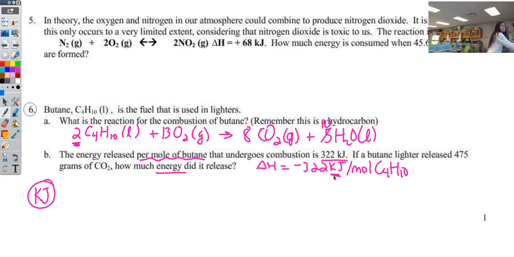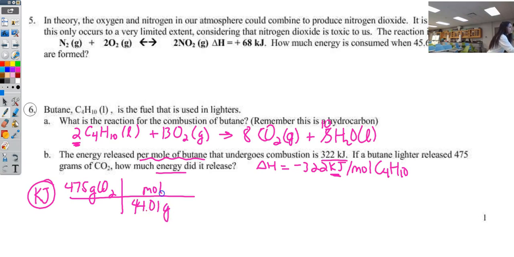So I've got my 475 grams of the CO2. Let's look up the molar mass of carbon dioxide. So it's 32.00 plus the 12.01. So I'm going to get 44.01 grams per mole of the CO2. So now I'm in moles of CO2.